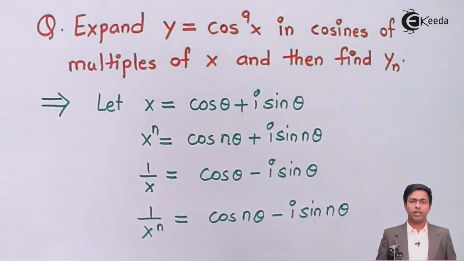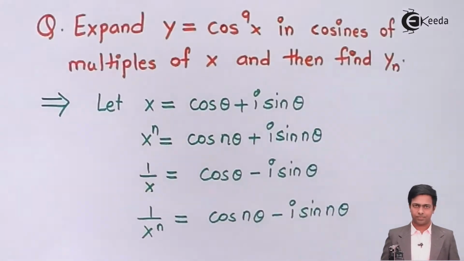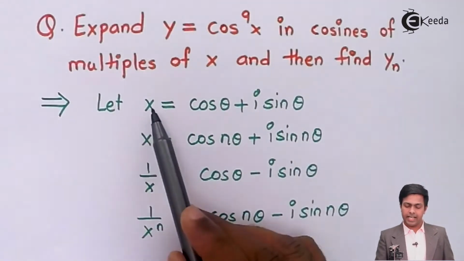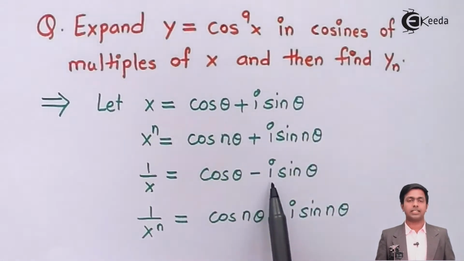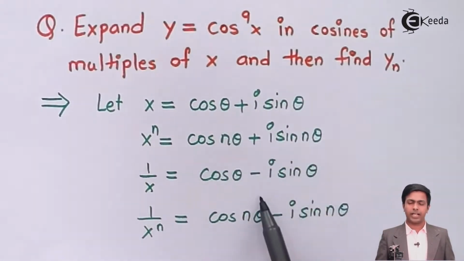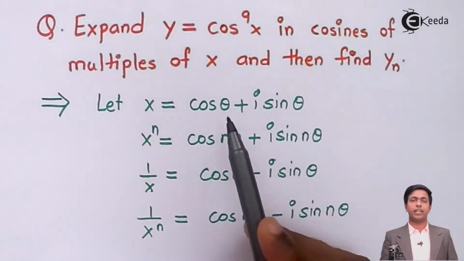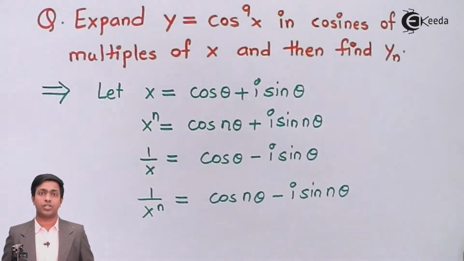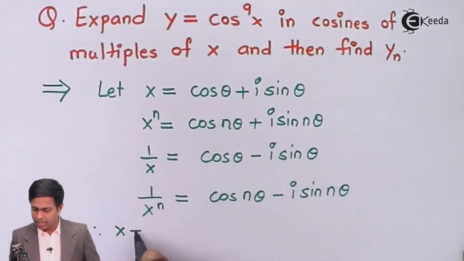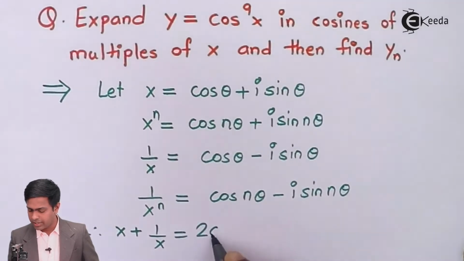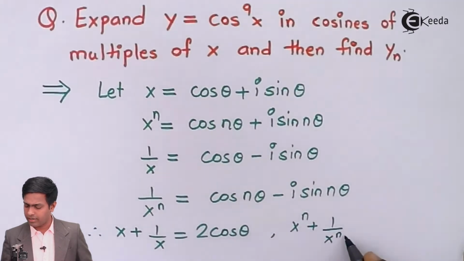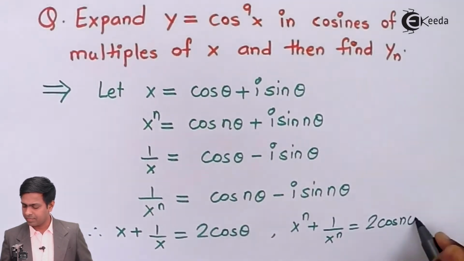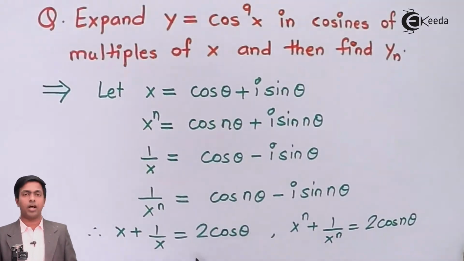Now guys, we want the value of cos raised to 9 x. It means we need a cos term. So if I add this x with 1 upon x, we add cos theta plus i sin theta with cos theta minus i sin theta, and i sin theta will be cancelled since it is opposite in sign, and we will get 2 cos theta. It means we get a cos term. So here I'll say therefore x plus 1 upon x is equal to 2 cos theta. Similarly, x raised to n plus 1 upon x raised to n is 2 cos n theta. And guys, we are going to use this formula to get the answer.